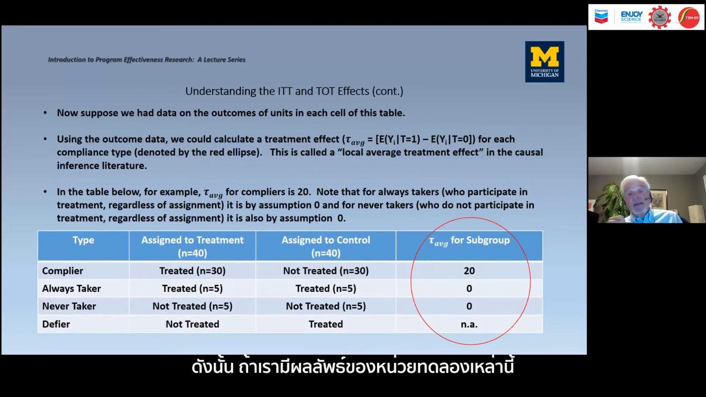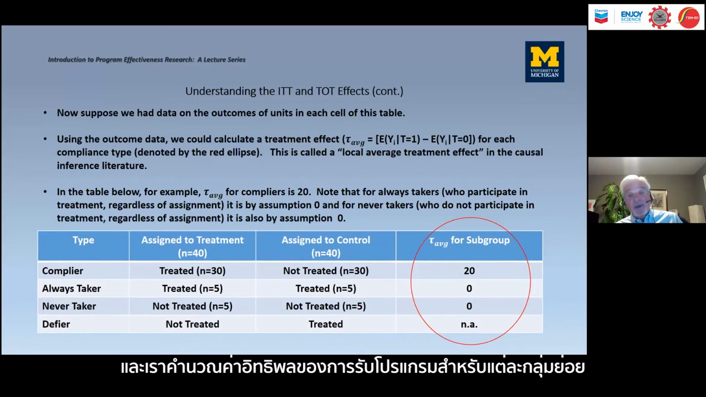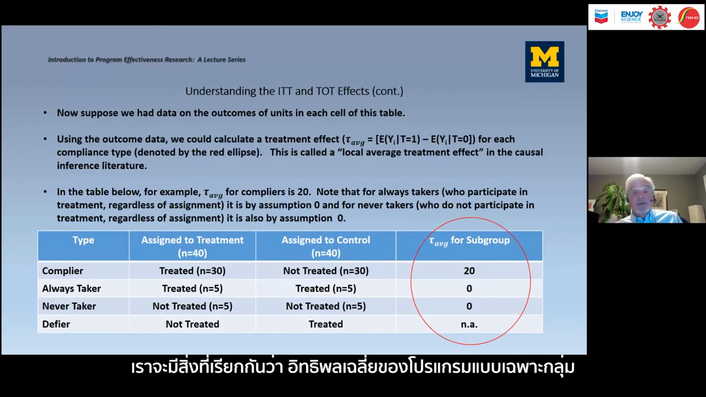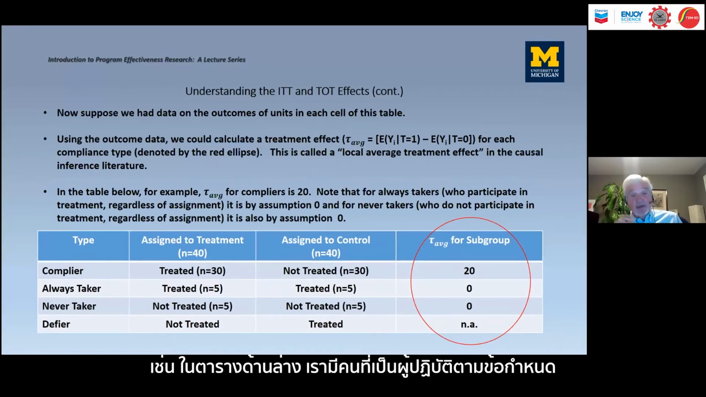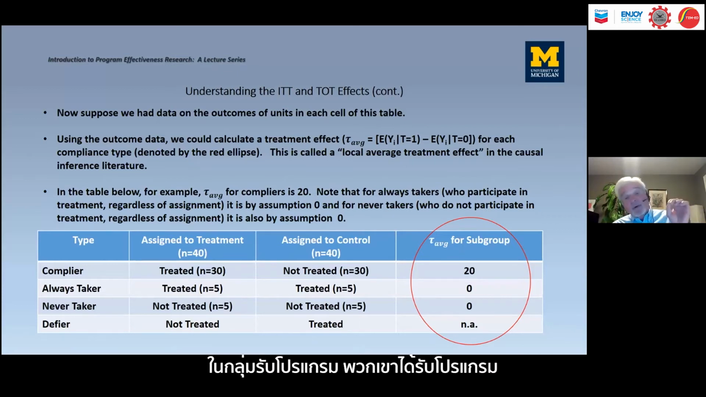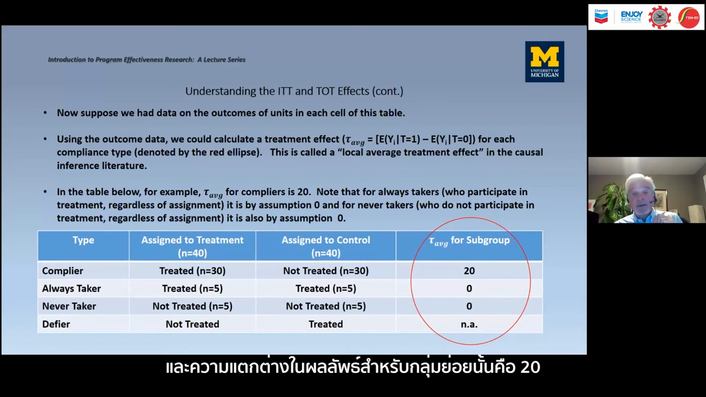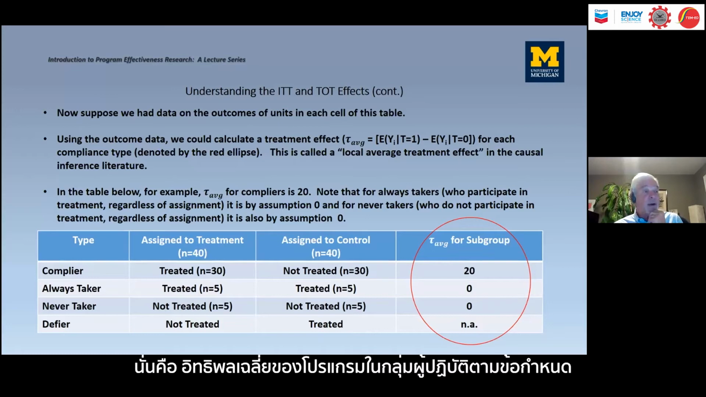So if we have outcomes on these units and we calculate a treatment effect for each of the subgroups, we have what's known as a local average treatment effect. So, for example, in the table below, we have people who are compliers. In the treatment group, they've been treated. In the control group, they've not been treated. And the difference in outcomes for that subgroup is 20. And that's the complier average treatment effect.